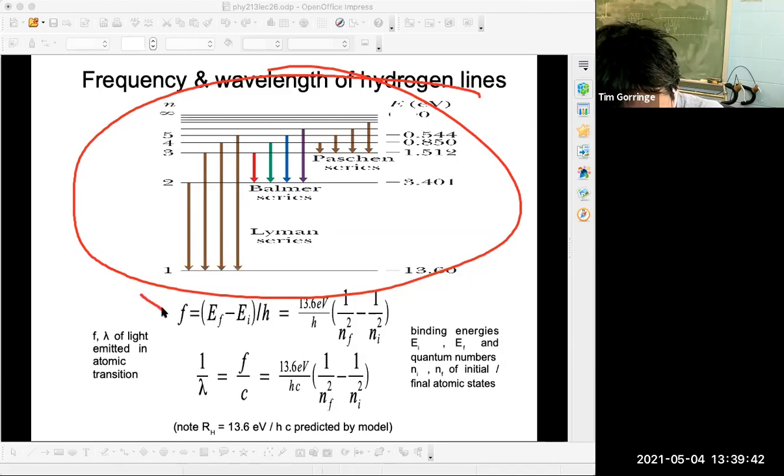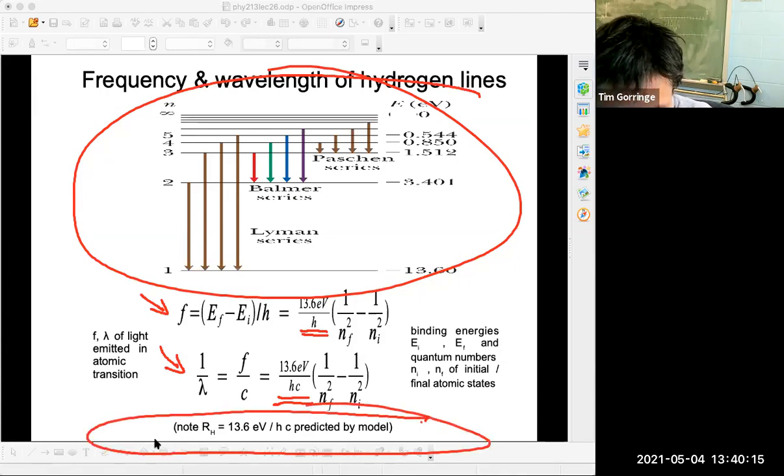So this diagram leads to these two equations for the frequency and the wavelength of light, based on the wave particle model. And importantly, look at this little bit here. It's actually predicting the Rydberg constant. One of the successes of the model was that no longer is the Rydberg constant just a measured constant. Now it's a number that is predicted by the model. That was a big verification of the model, that the Rydberg constant relating the n's to the wavelength or to the frequency was now a predicted number.